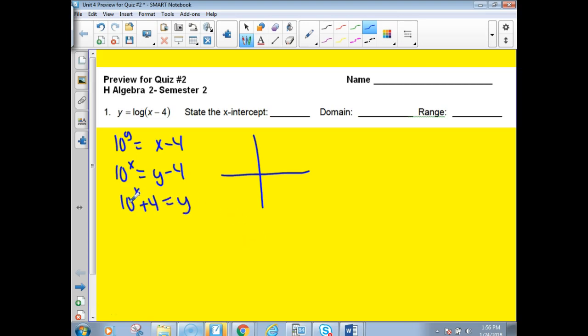So if you were doing this problem and you put in 0, you would get 5. 10 to the 0 is 1. 1 plus 4 is 5. So the point (0, 5) would be on the inverse function's graph. And remember, the graphs of the exponentials went like that. What do the logarithmics do? They switch the x and the y's.